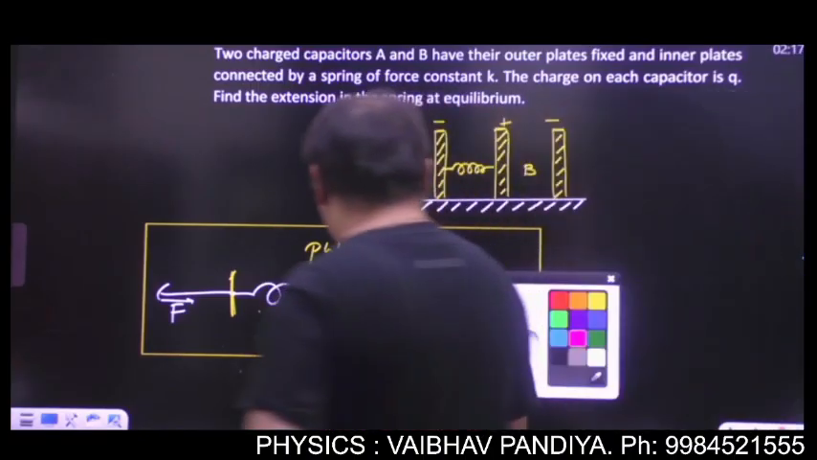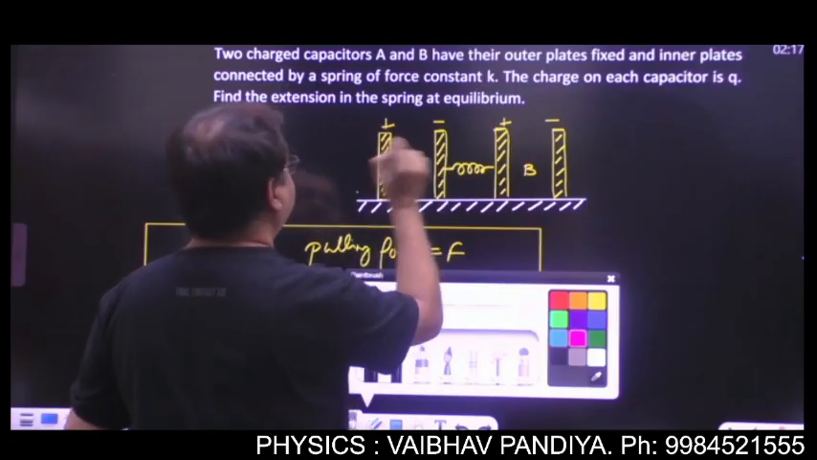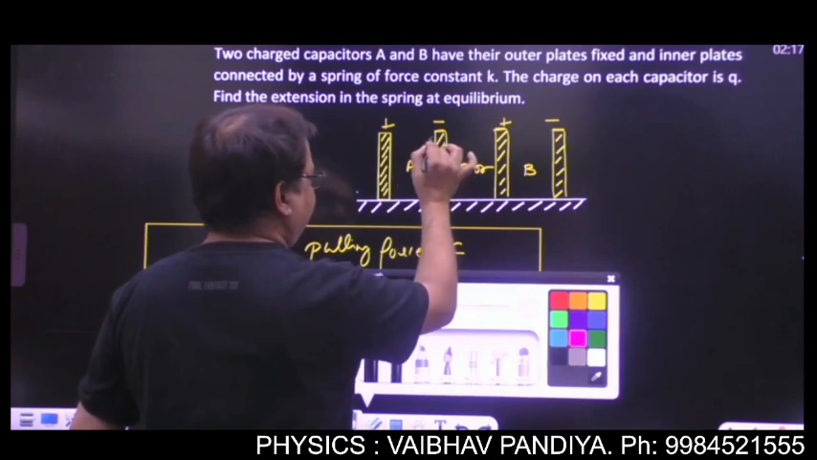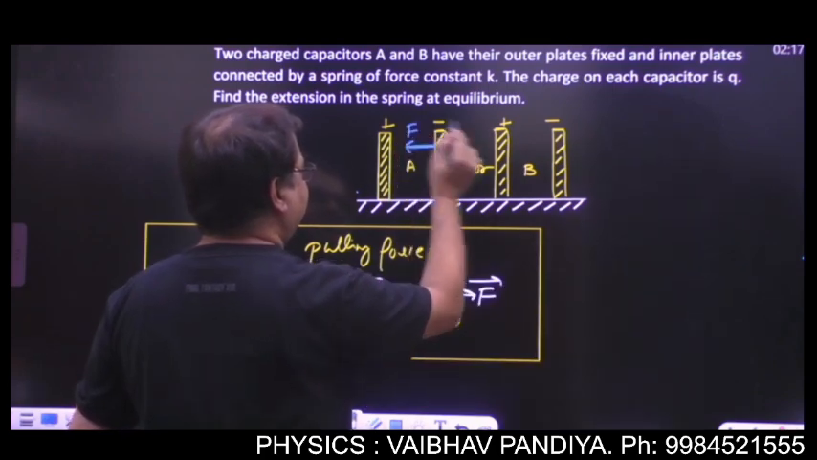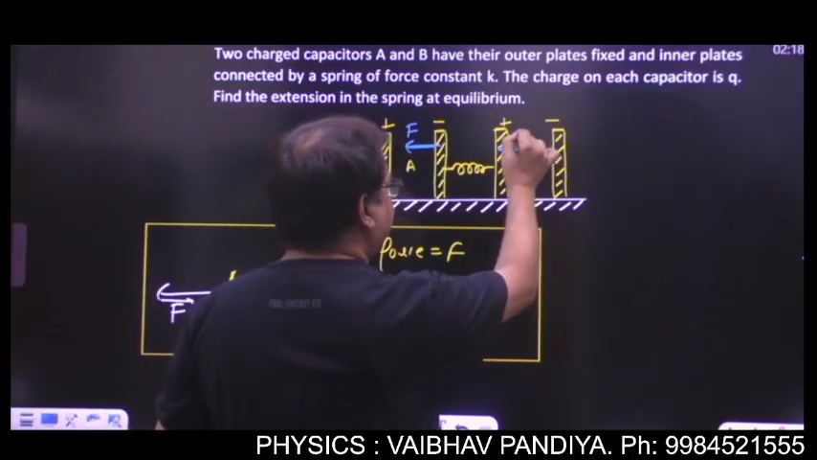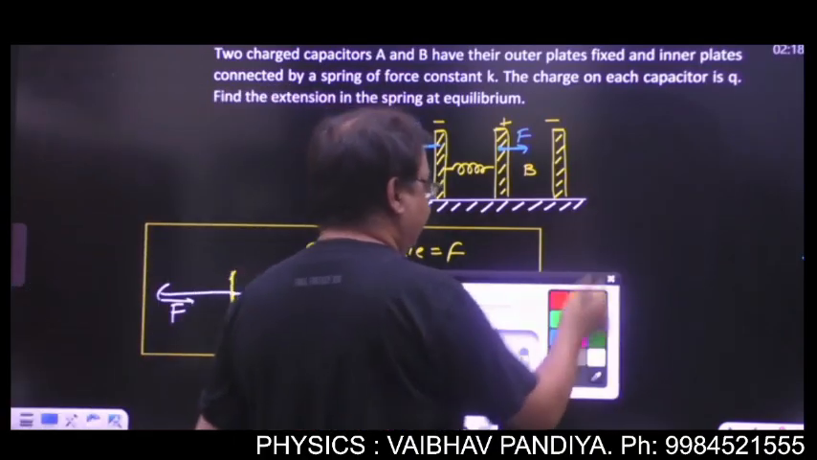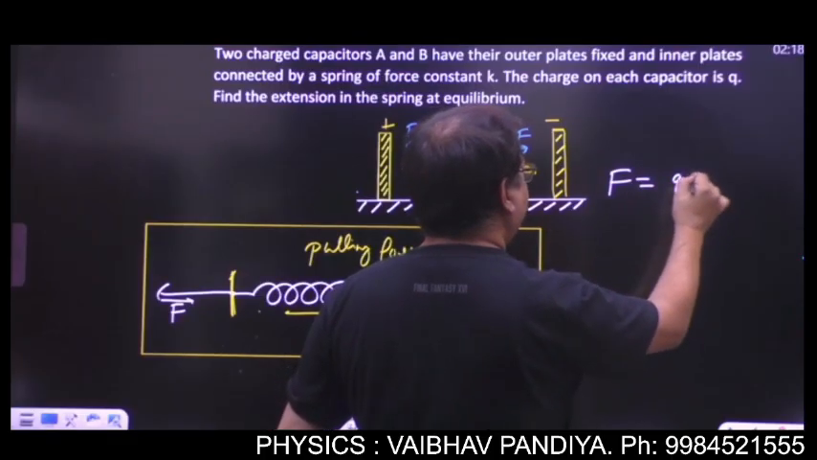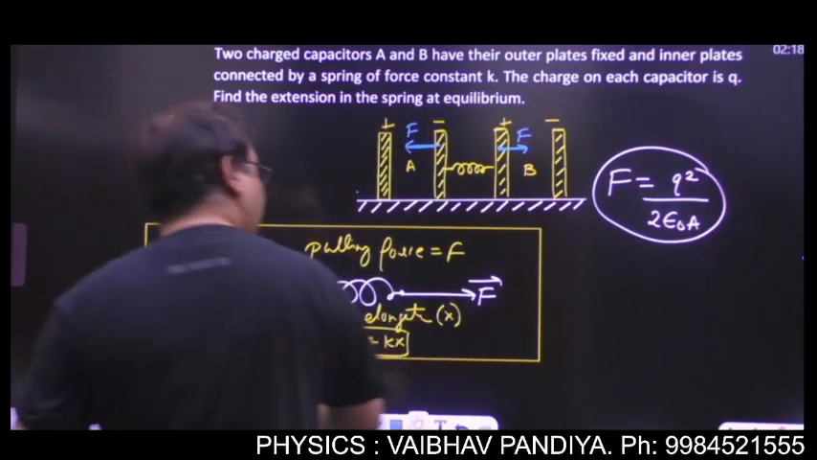Now let's see, here we have two capacitors. Each capacitor has a charge Q. So the right plate of capacitor A would be getting attracted towards the left side with the force F, and the left plate of capacitor B would be getting attracted to the right side with the force F. Since both the capacitors have the same charge and same area, the magnitude of the force is the same for both the plates, that is Q square by 2 epsilon naught A. Got it?